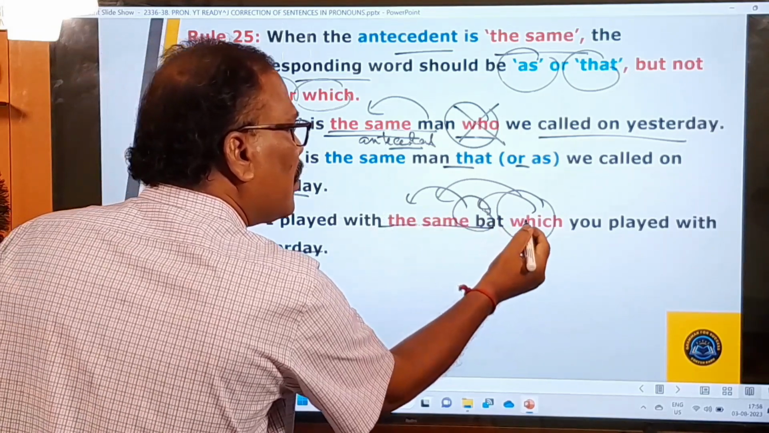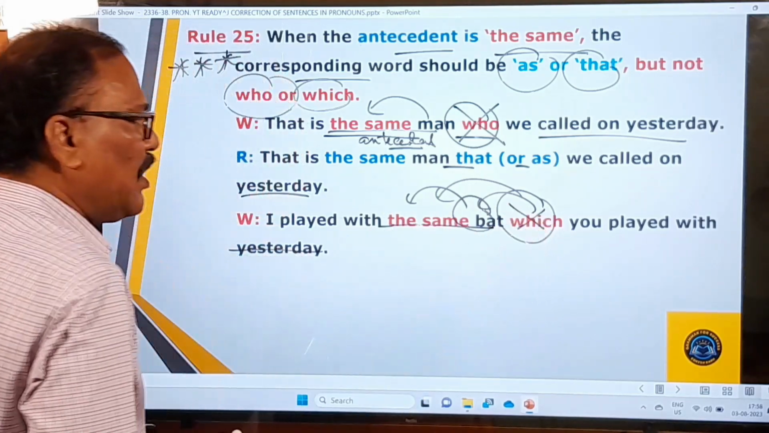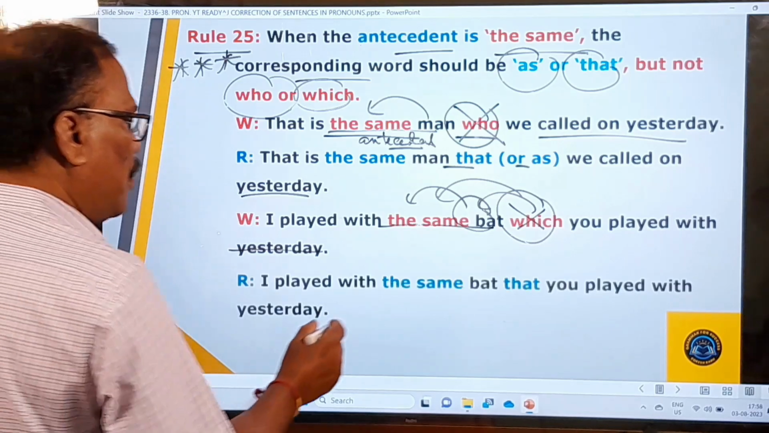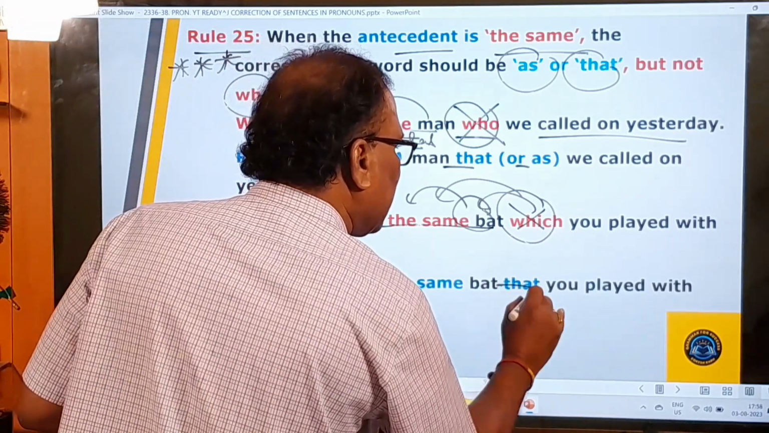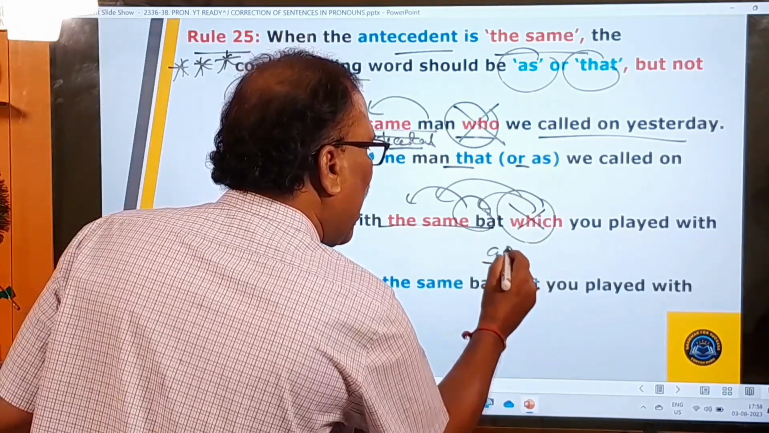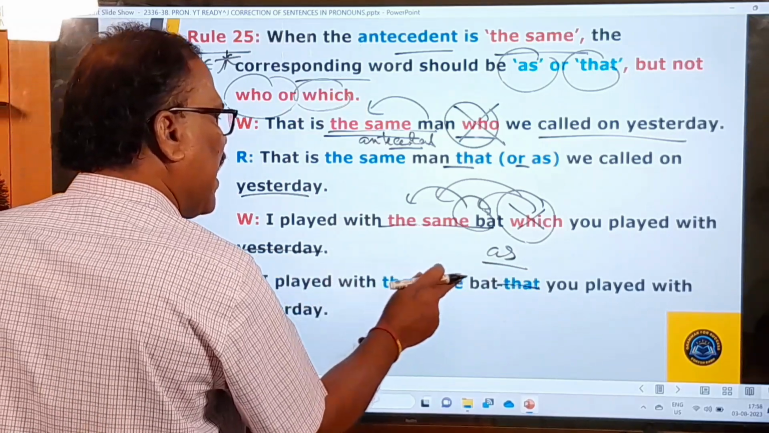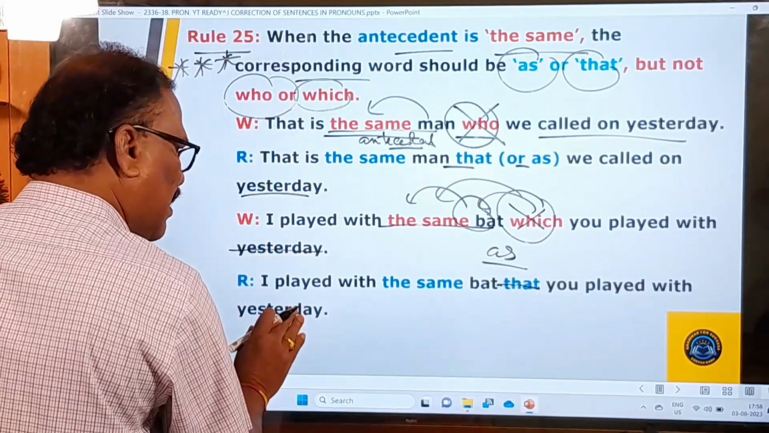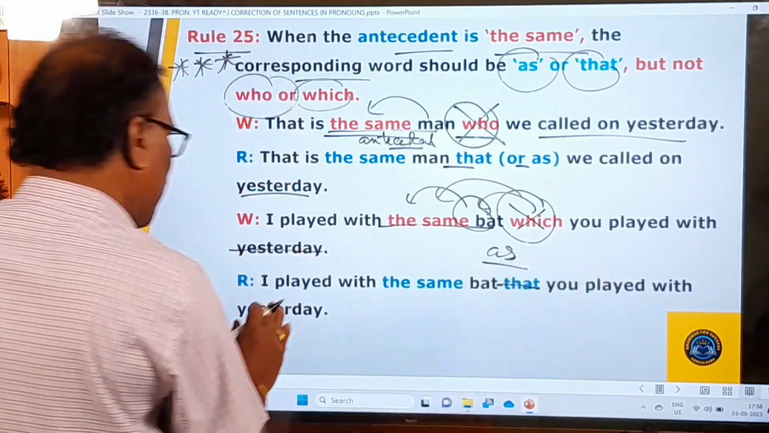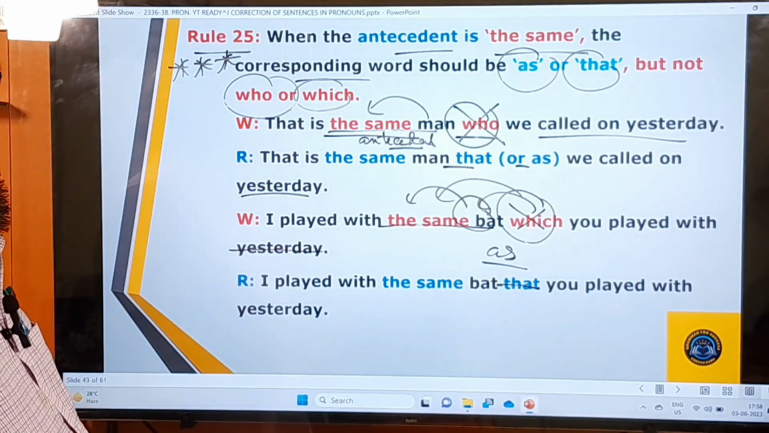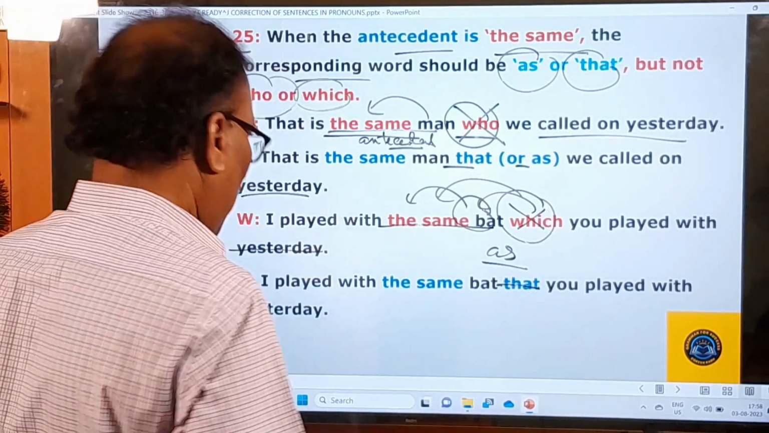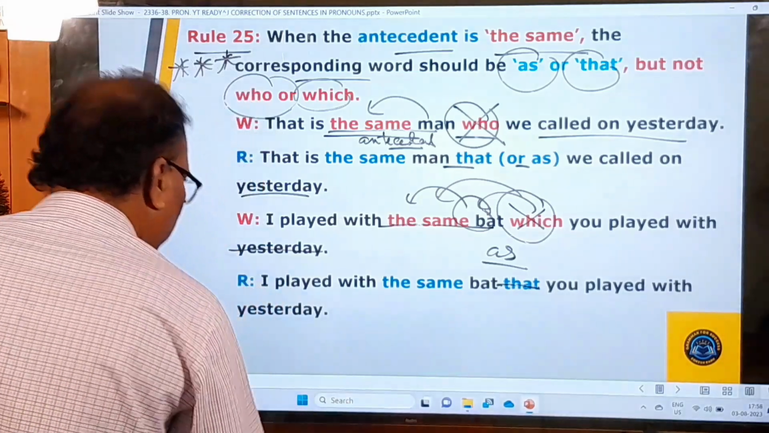That's why you should not use which, the relative pronoun. What should you use? You should use either that or as. You can also use as. I played with the same bat as you played with yesterday, or that you played with yesterday. So in this way, anything you can use. So this is a very important rule from your examination point of view.